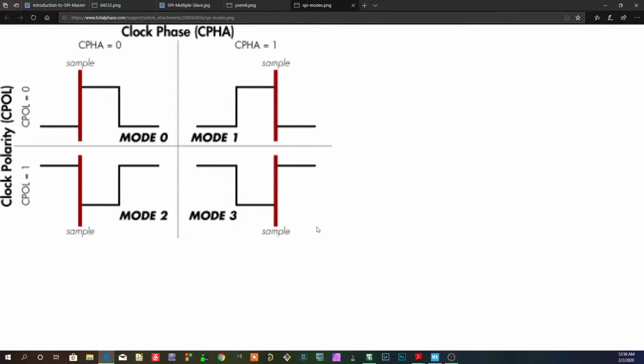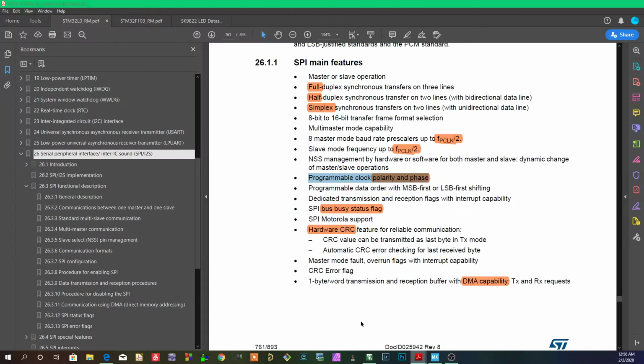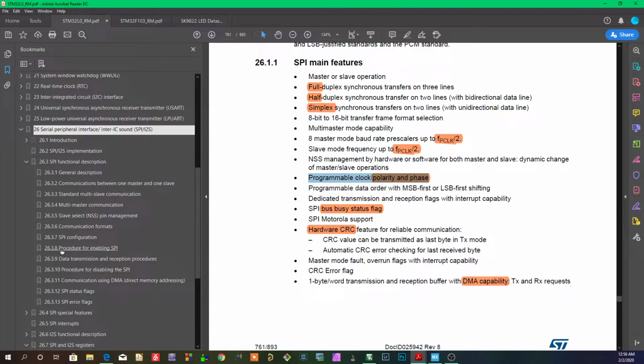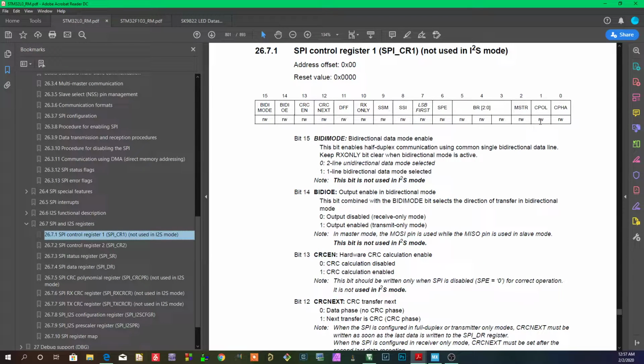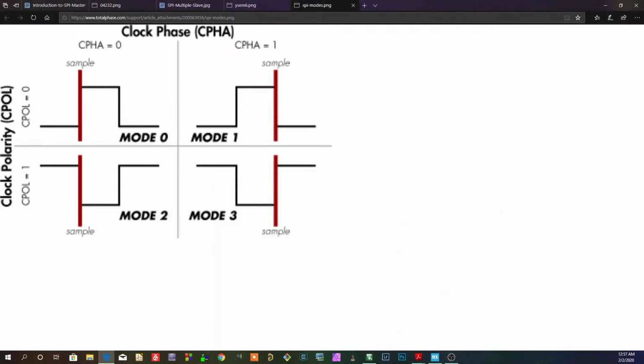So they're nothing more than just, let me show you something. Here are the registers. Here's clock polarity and here's clock phase. So they're nothing more than just some bits that you're going to set to either 0 or 1. But what will they do?